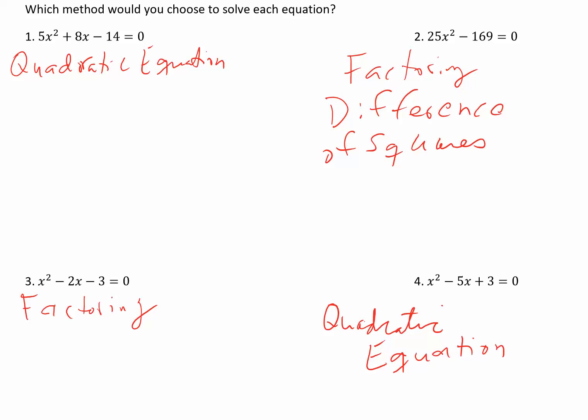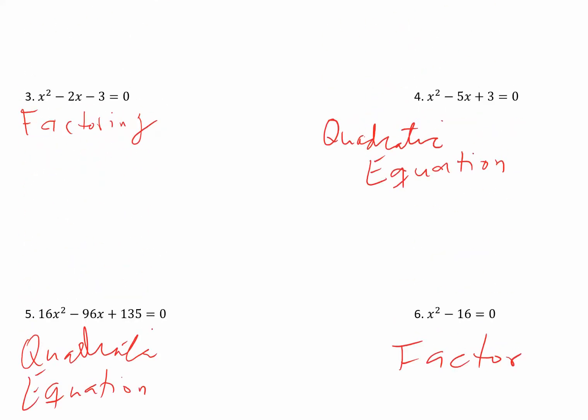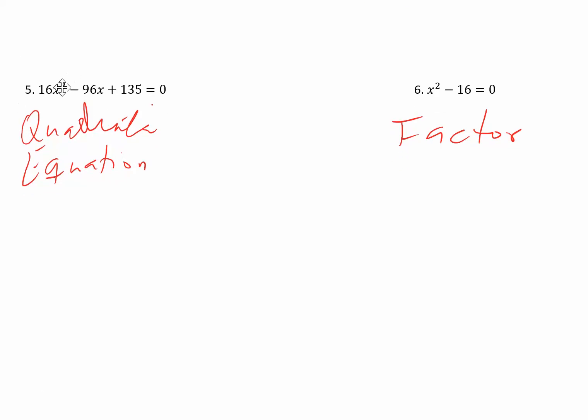All right, number 4, because I can't figure out the factors of 3 that add to negative 5, I would use the quadratic equation. So number 5, because there's a 16 in front of the x squared and there's a 135, those seem like big numbers to multiply, so I'd go straight to the quadratic equation. And number 6, because again, it's a difference of squares. X squared is a perfect square, 16 is a perfect square, and there's a negative in the middle, I would factor because I would know I could go right away to x plus 4 and x minus 4, and that would be the factored form.